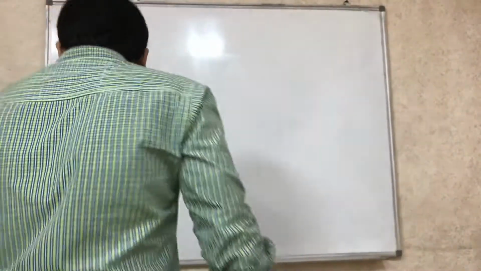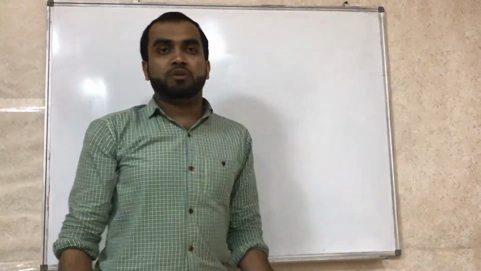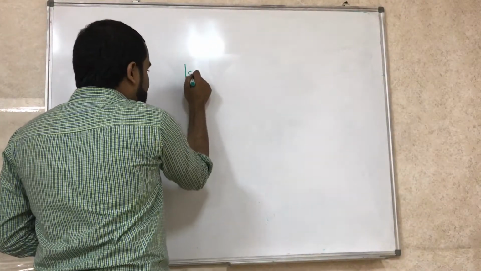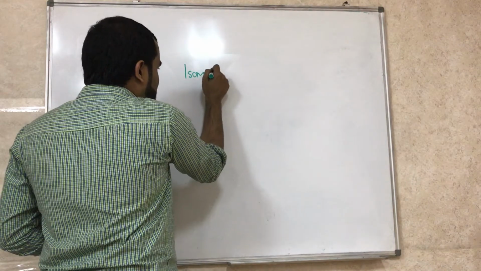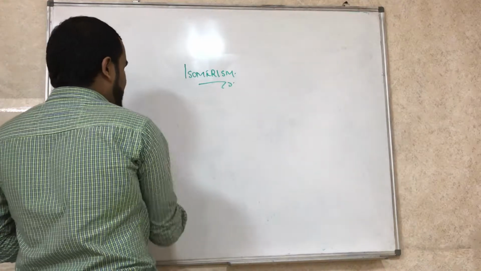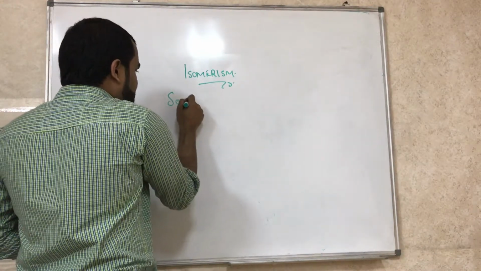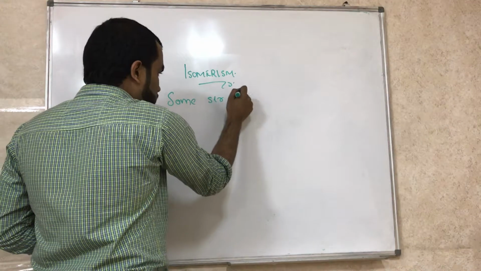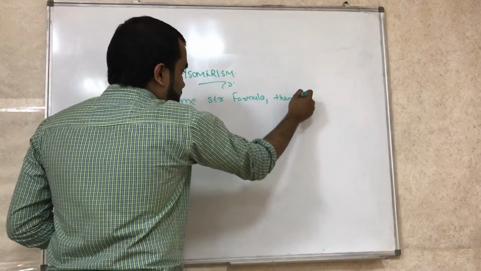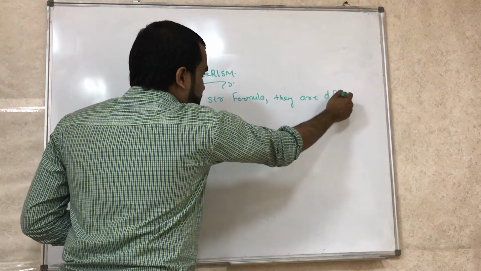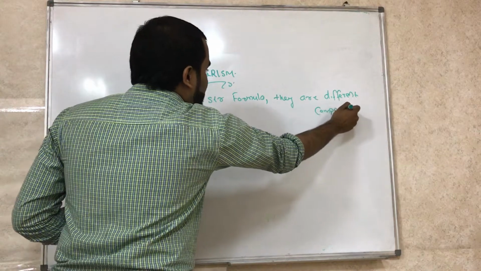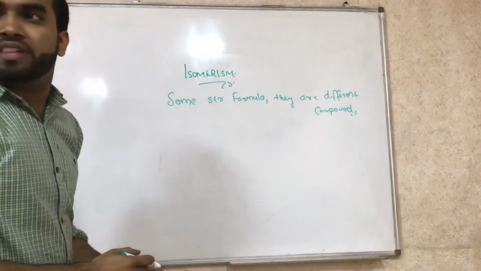Hello dears, today we are going to study an important topic in biochemistry that is called isomerism. So what does it mean, isomers? Isomers are compounds that have the same structural formula but are different compounds. This we call isomerism.